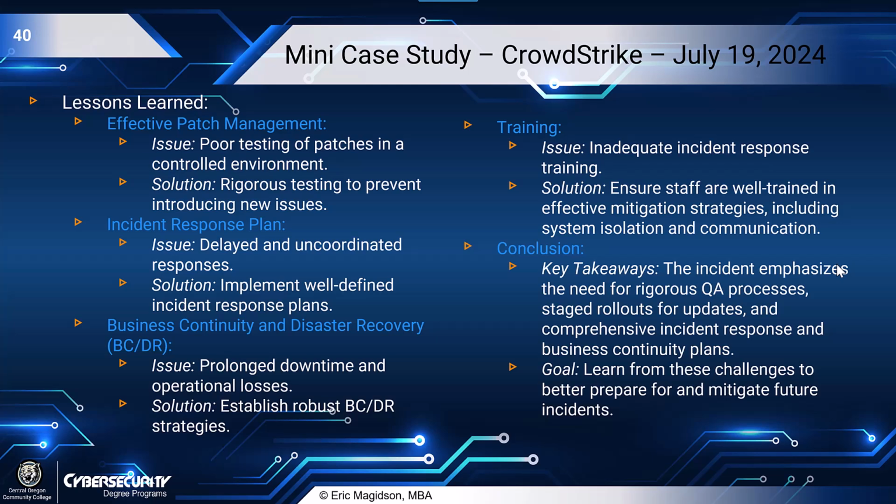Okay, and all of this, by the way, happened because software wasn't effectively managed. As we can see, poor patch management, poor testing of the patches in a controlled environment. Rigorous testing must be done before we release this in the wild, because then we don't take down 8.5 million computing devices, right? But here's the thing. These companies should have had better incident response plans. They should have. The issue was delayed and uncoordinated responses.